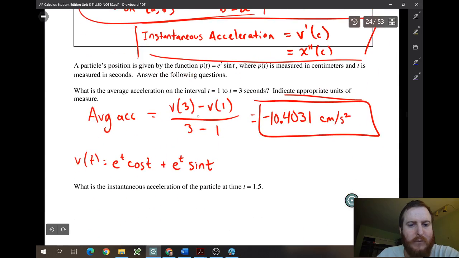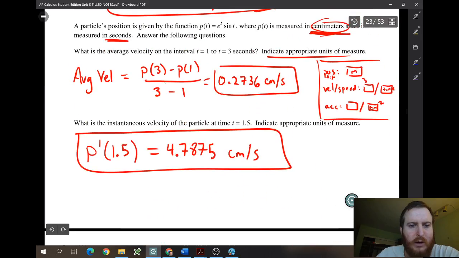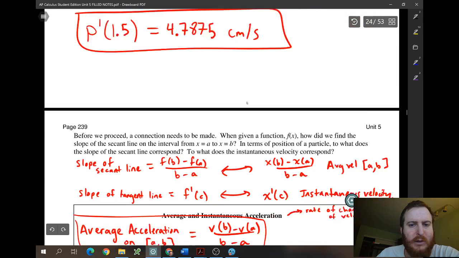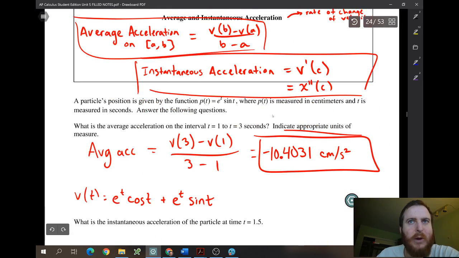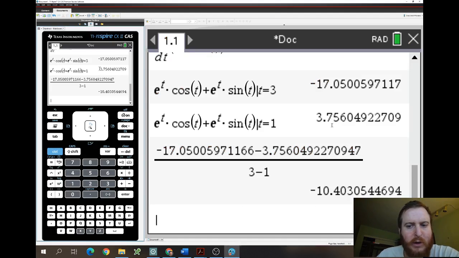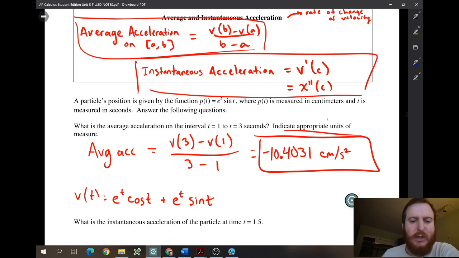Now, our average velocity was positive, but we're slowing down. So the negative means we're slowing down. You might be going forwards, but you're slowing down, and then eventually you might start going backwards. Actually, that is what happens here. Because at time 1, we were going forwards at 3.75 centimeters per second. If you were an ant going forwards and you started slowing down, you would have stopped, and then you started going backwards, faster and faster and faster. So that's what's happening.